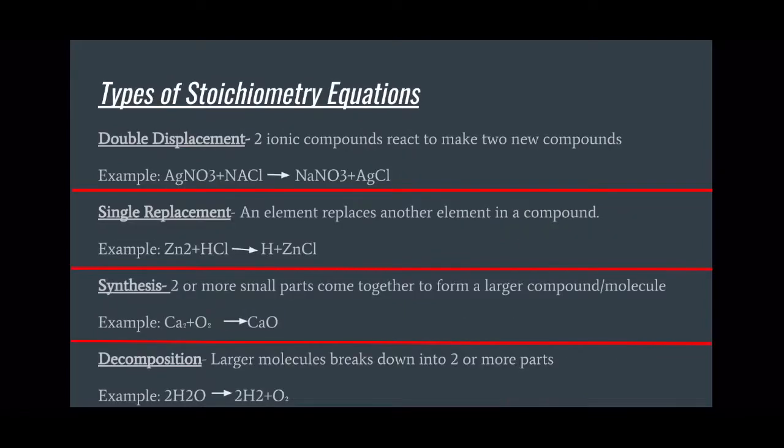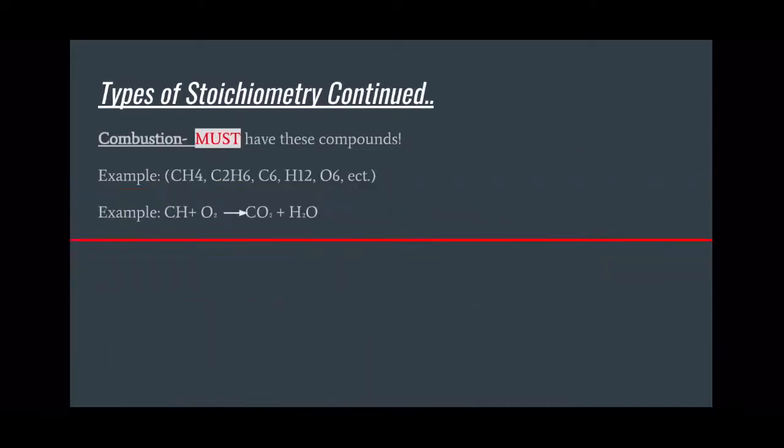Types of stoichiometry equations. Double displacement: two ionic compounds react to make two new compounds. Single replacement: an element replaces another element in a compound. Synthesis: two or more small parts come together to form a larger compound molecule. Decomposition: larger molecules break down into two or more parts. Types of stoichiometry continue. Combustion must have these two compounds.